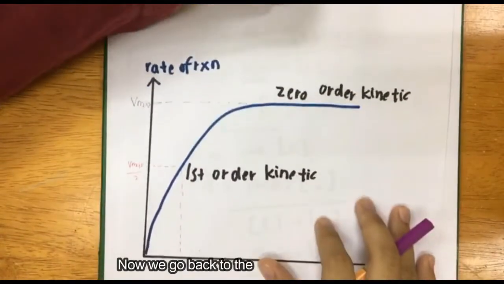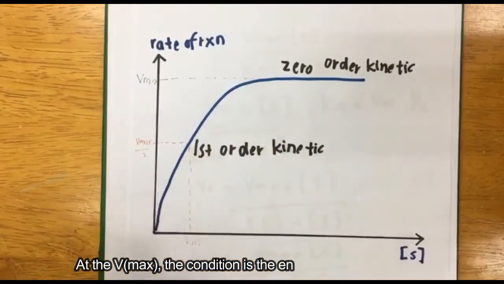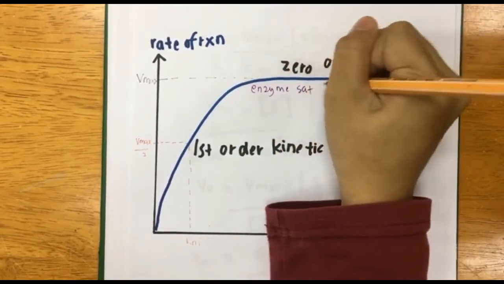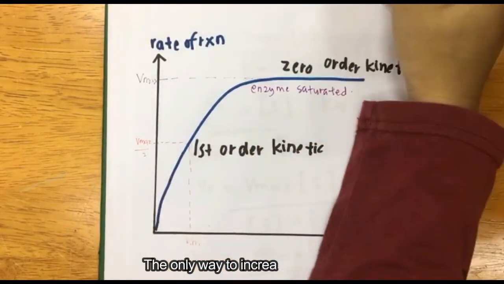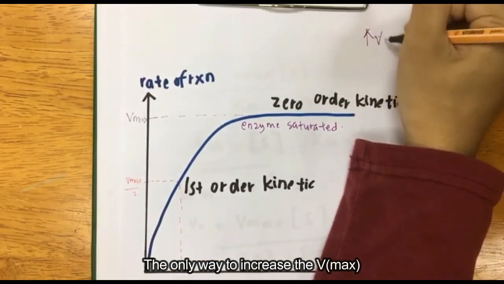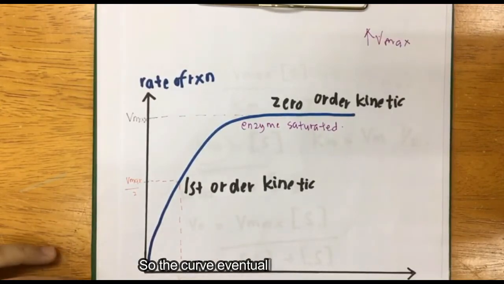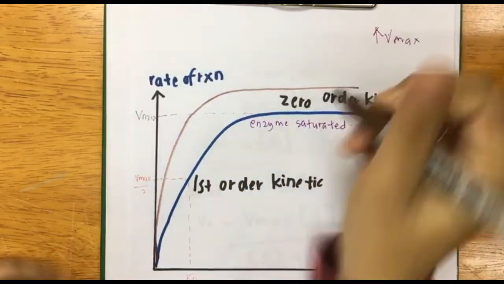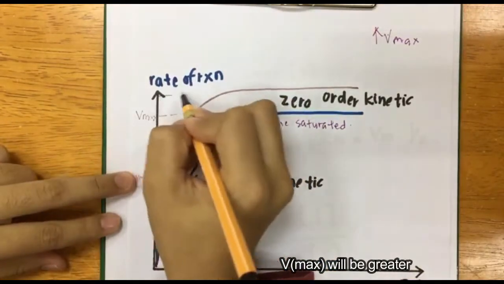Now we go back to the graph plotted just now. At the Vmax, the condition is that the enzyme is saturated here. The only way to increase the Vmax is by adding more enzyme. So the curve will eventually be like this. It will shift upwards and the Vmax will be greater.